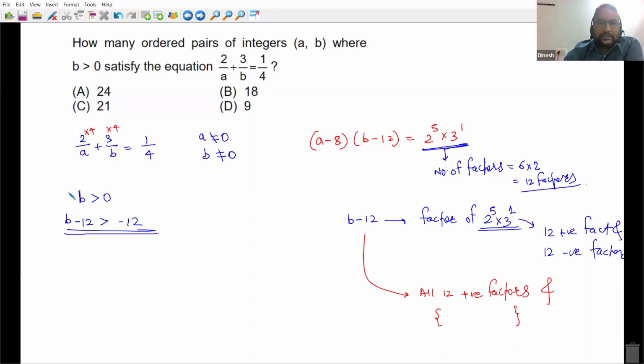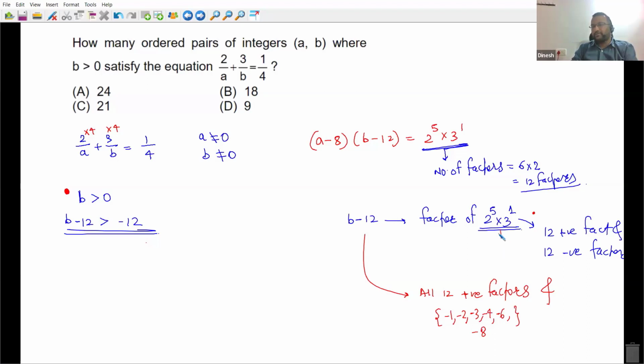It is given that b is greater than 0. Subtract 12 from both sides of the inequality. So b minus 12 is greater than minus 12. The negative factors which are greater than minus 12. Look here, 32 is one of the factors, but minus 32 we cannot take for b minus 12. So how many negative factors can b minus 12 take? B minus 12 can be minus 1, minus 2, minus 3, minus 4, minus 6, minus 8.